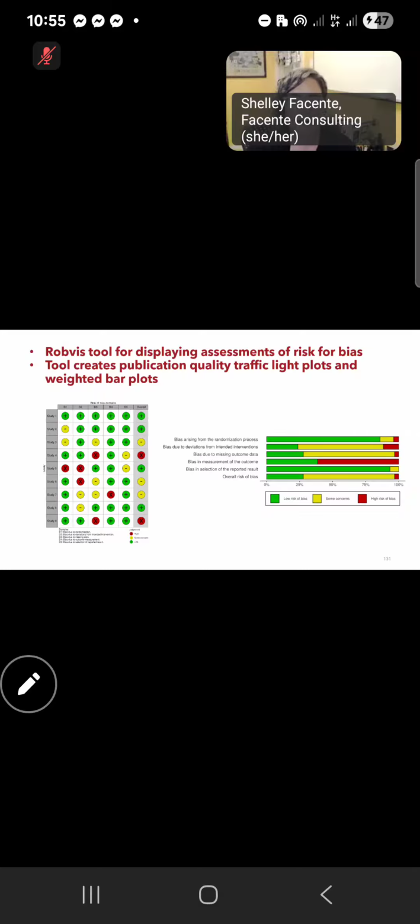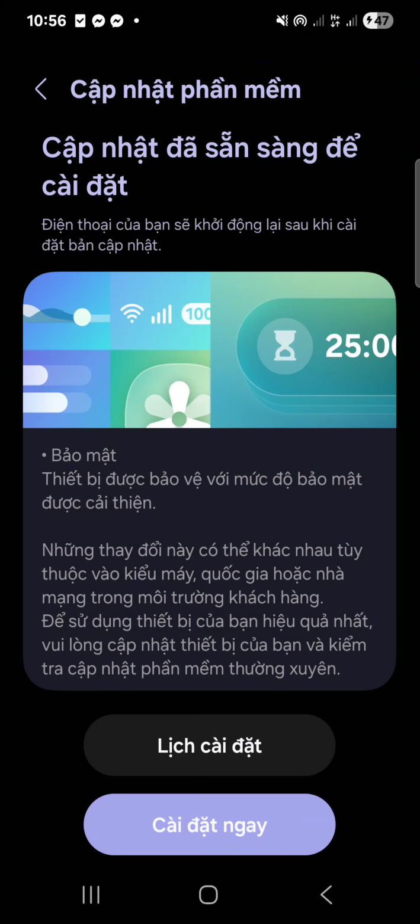Someone yesterday shared the critical appraisal tool, which I can find and put in the chat shortly today, and we can actually add it to the course website too, so that you have it when you go back to the website. That's another tool that may make more sense for you, and you may like it better, and that's fine.